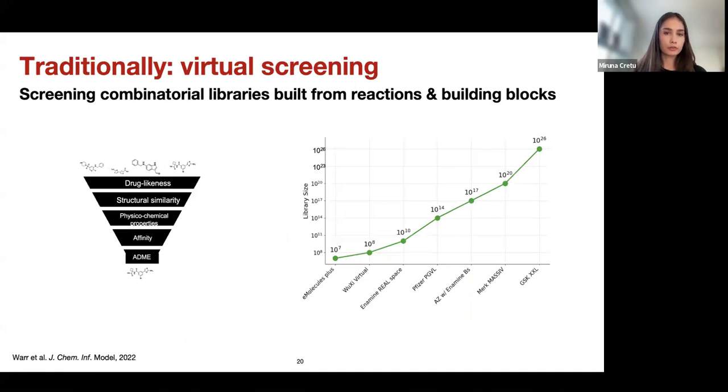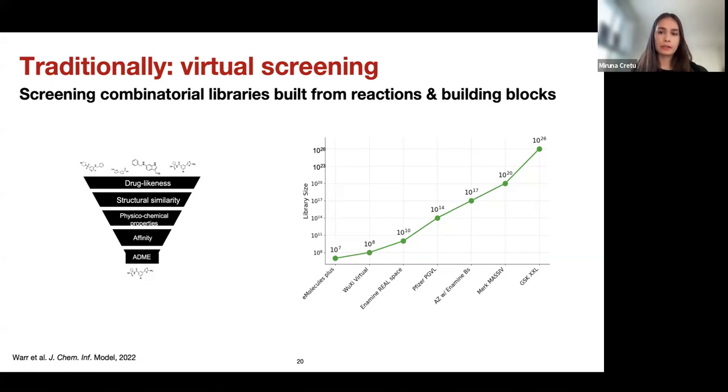Traditionally, this is being done via virtual screening, where we start from huge combinatorial virtual libraries built from reactions and building blocks, and we start filtering out molecules based on things that we define, such as drug-likeness, how similar these molecules are to other drugs, how similar they are to some structures that we know are good and potent, physicochemical properties, and so on. Now, the sizes of these libraries scale exponentially, and it becomes really unfeasible to screen all these libraries with high-fidelity models.